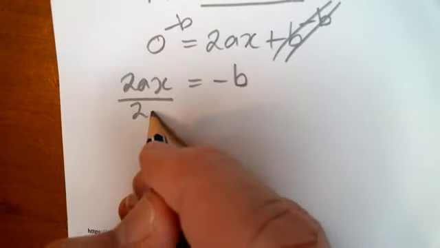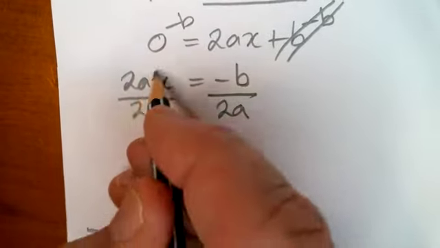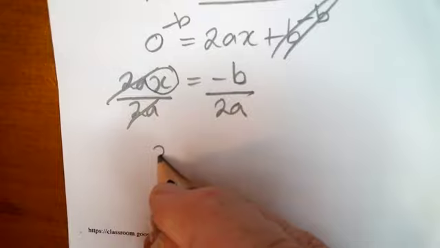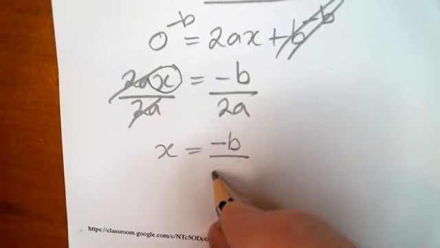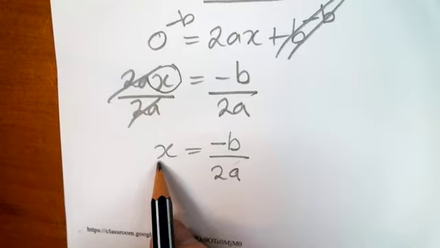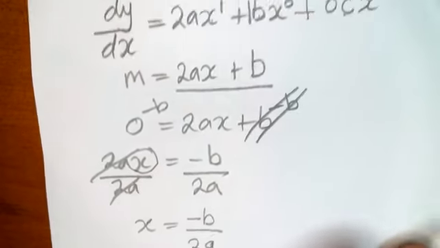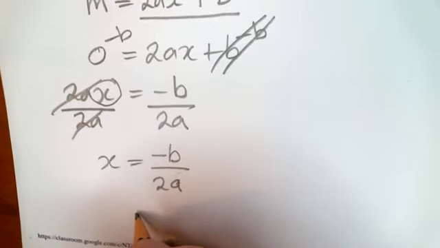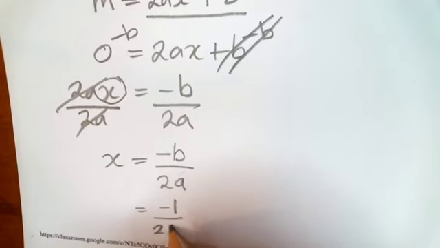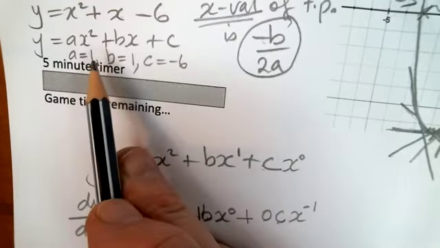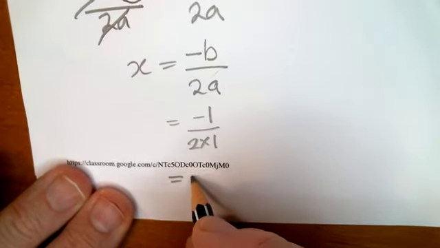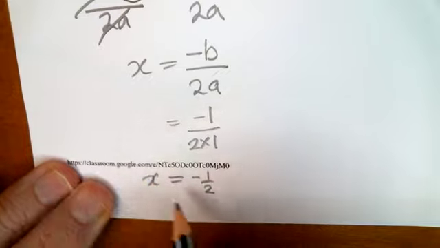So I'm going to divide both sides by 2a, and you can see already where this is heading. So 2a divided by 2a is 1, 1 times x is x, and I'm left with x is equal to negative b on 2a. So the x value is negative b on 2a. Now in this case, what's b? Well, b is 1, so it's going to be a negative 1 over 2 times a, and the value for a was in fact 1. 2 times 1, and negative 1 over that is going to equal negative 1/2. So the x value is negative 1/2.